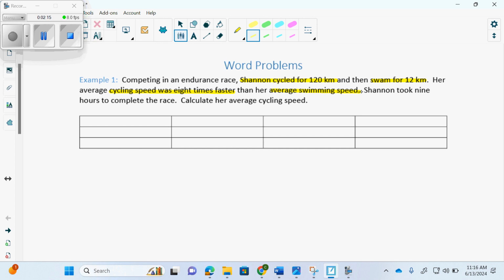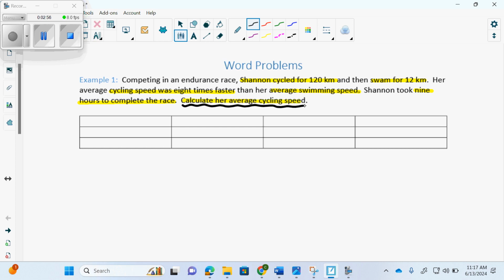So the cycling speed is 8 times faster than the average swimming speed. So we're discussing this. Then it says Shannon took 9 hours to complete the race. So that is what? 9 hours is what? Starts with a T. Is the total, yes? Total what? Total time. We agree? So I gave you total time. Yes? Okay. Then they want us to calculate her average cycling speed. We will talk about this at the very end. So we read this, but this is where we go to at the end. Okay? We're going to do all the solving first, and then we come back to our question.